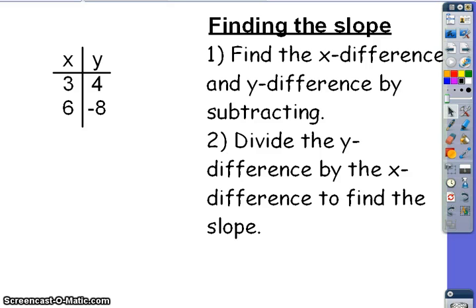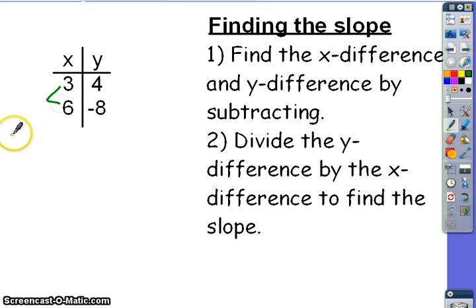This is the video that goes with the skill sheet that you received on how to write a linear equation, the integer edition, because we're going to have integers in this problem. The first step says to find the x difference and y difference by subtracting.